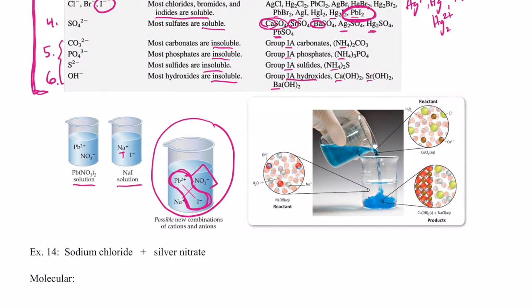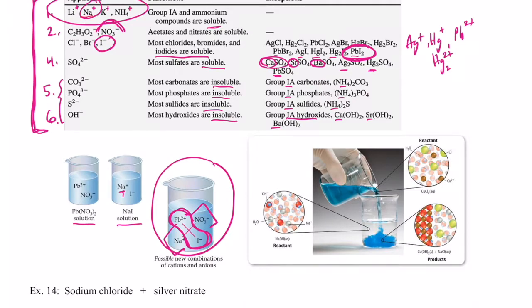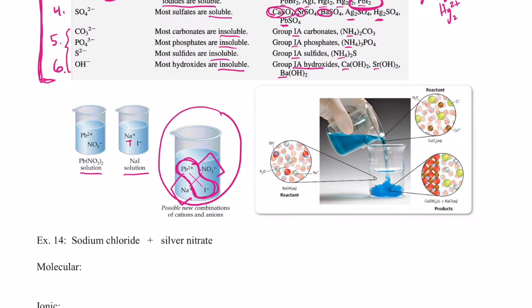Now, what about these sodiums and nitrates? They're not going to be attracted to each other. All sodiums are soluble, all nitrates are soluble, so they would stay in solution. They would be called spectator ions. They'd sort of watch the lead and the iodide react together and form that solid.